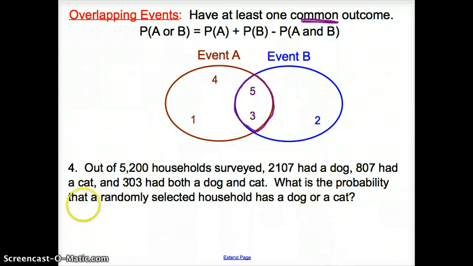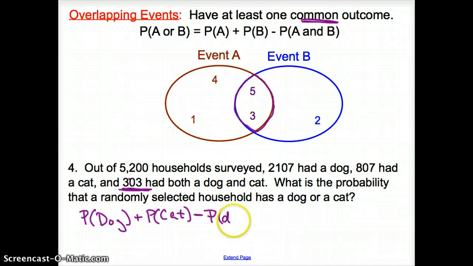So we're going to write this algebraically: the probability of a dog, plus the probability of owning a cat. But now what do we have to take out? We have a dog and a cat. What did we count both? Well, we counted this twice, right? Because we counted a dog and a cat. So we have to take that out because we counted those dogs here and those cats here. So we have to take this 303 out. So it's going to be minus the probability of a dog and cat.